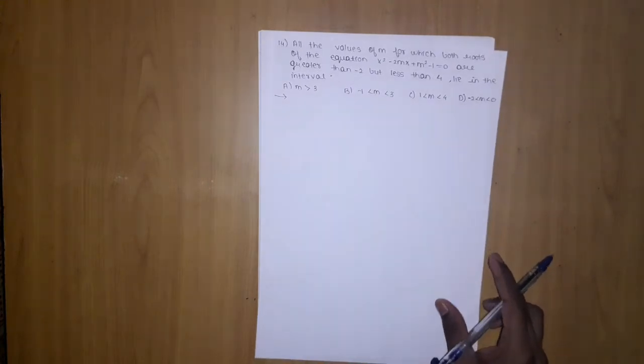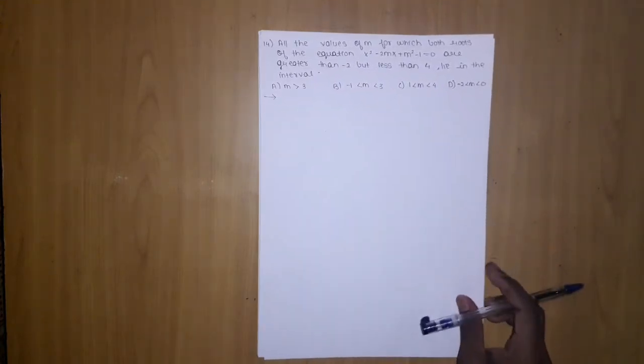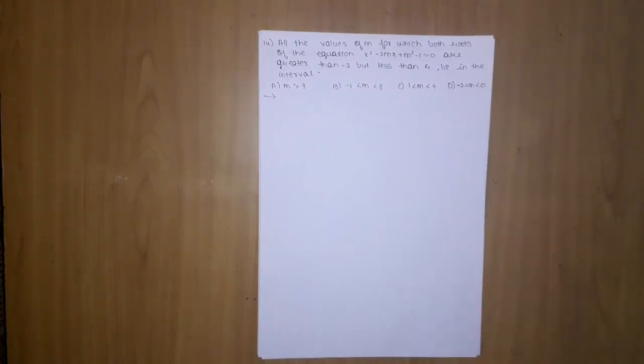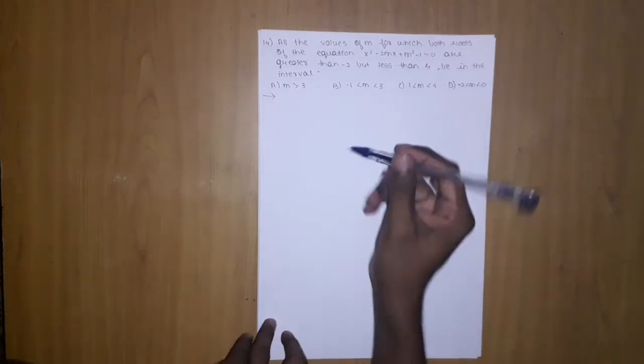Okay, this is the question. Now what does the 14th question say? All the values of m for which the roots of the equation x square minus 2mx plus m square minus 1 equal to 0 are greater than minus 2 but less than 4 lie in the interval. This question is straight from location of the roots.